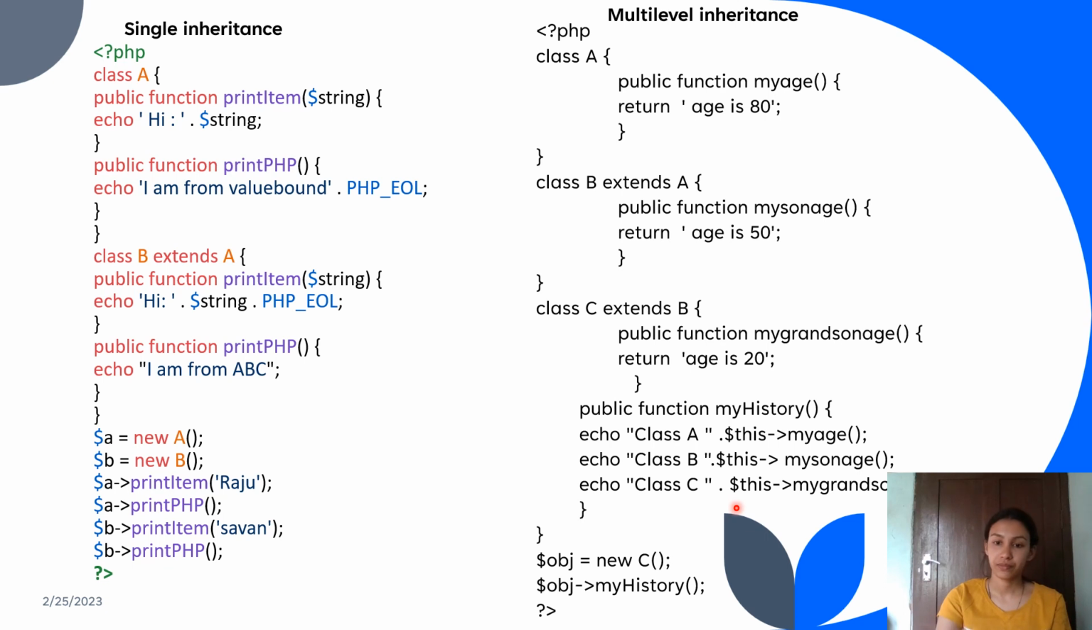So look here, we have created an object of class C, and then we call my history, which is a function of class C, and in this function we have called the other three functions. So using that object of class C we are using the functions. In this example we have created a respective object for each class, and we call using that object.